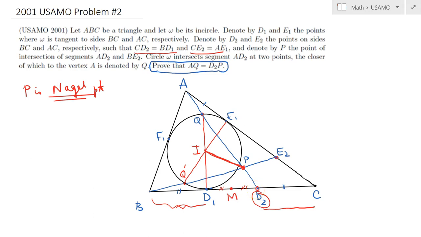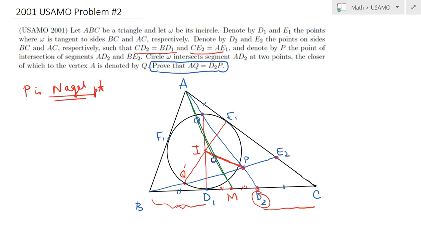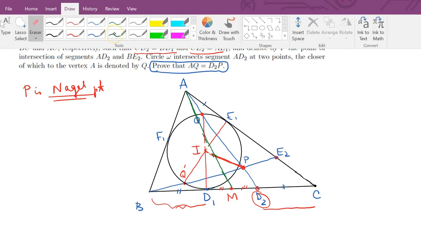So finally, if I extend line AM, that's not reasonable. So something like this I should do. So probably somewhere here. Let me also delete some portion of this green line here. So this is redundant. This one. Sorry for that.